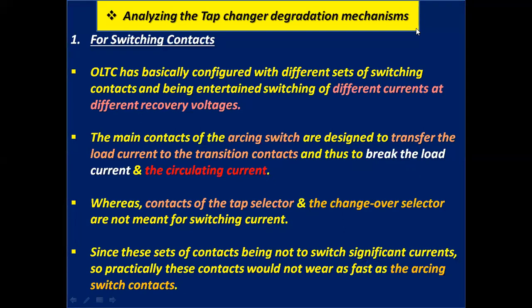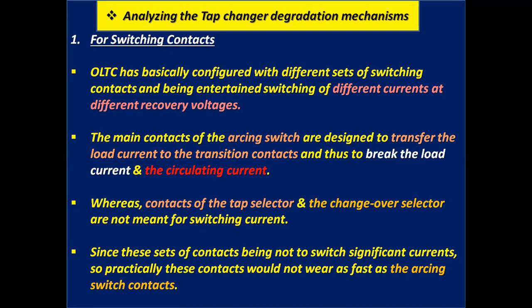Let's start with analyzing the tap-changer degradation mechanisms. Number one, degradation of the tap-changer switching contacts. OLTC is basically configured with different sets of switching contacts and is entertained with switching of different currents at different recovery voltages.